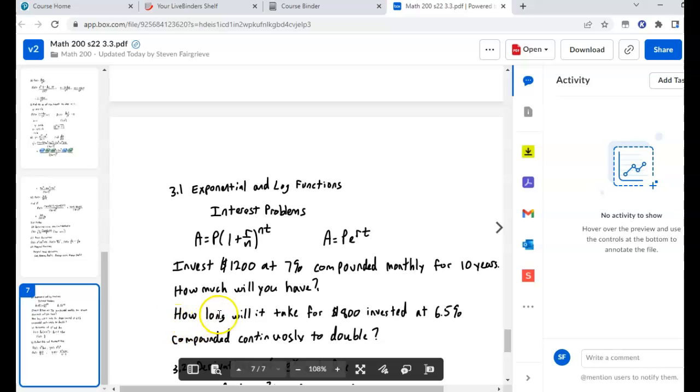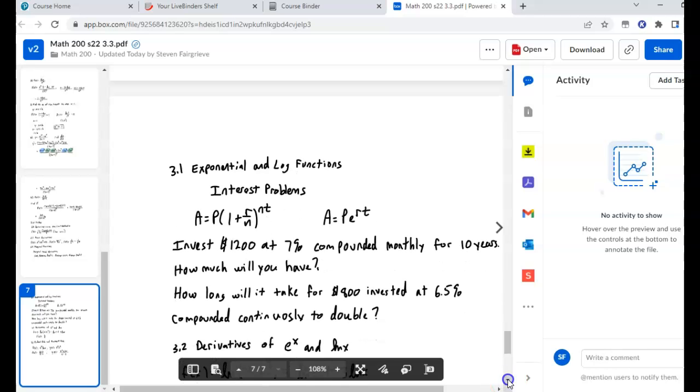Okay, and in a second example, we asked how long would it take if we put $800 in at 6.5% compounded continuously, how long would it take to double? So now we're using this formula. So we would be putting our information in and we would have to solve that. If you go back to 3.1 notes, you'll see examples similar to those that we worked out.